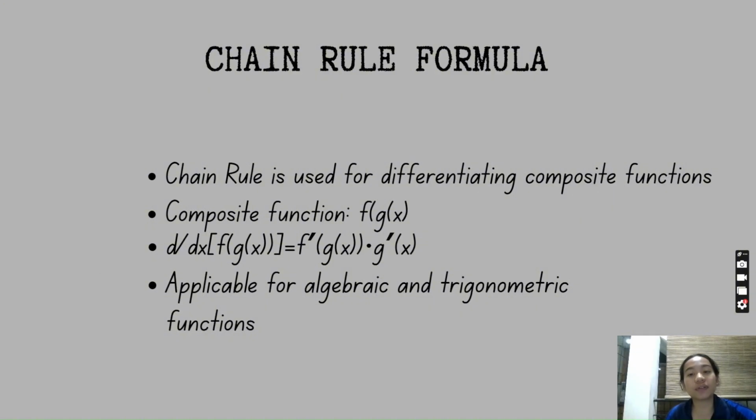Now we have our chain rule formula. Chain rule is used for differentiating composite functions. A composite function is notated as f of g of x. And the derivative of a composite function f of g of x is equal to f prime of g of x times g prime of x. So there are two functions involved, and this general formula is applicable for algebraic and trigonometric functions.